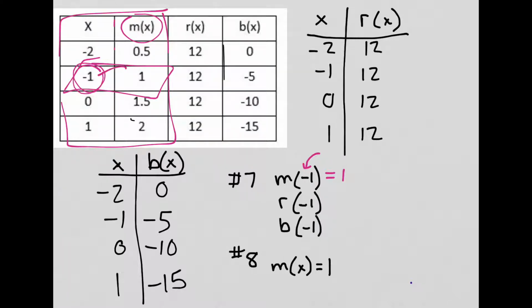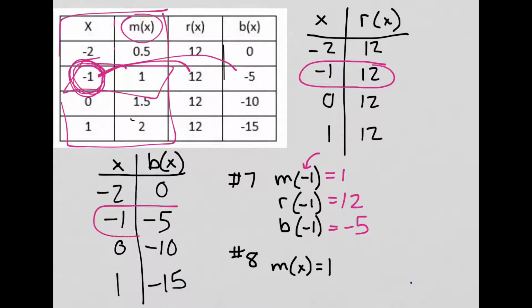Well, what about R of -1? I still know X is -1, but this time I'm looking all the way over here to the R function, so that must be 12. And B of -1 is still when X equals -1, but this time I'm going all the way over to the function B, which is -5. Now, if we had written out these separate tables, you totally could have used those. Here's when X is -1, R is 12. And here is when X is -1, B of X was -5.